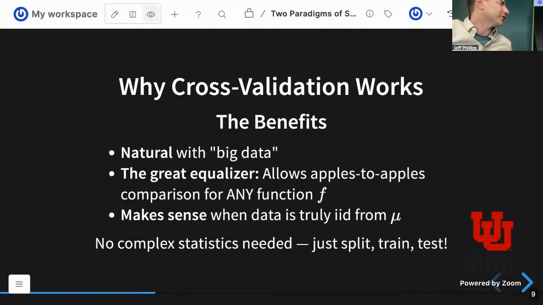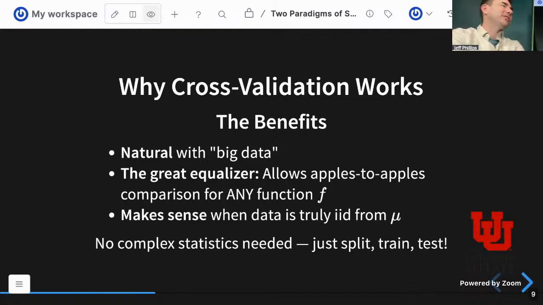Okay, and it's kind of the great equalizer. I can compare any function I want, different forms: a linear regression, a neural network. It doesn't matter. Whichever one performs, generalizes better, that one's the winner, right? I don't have to worry about doing different things.